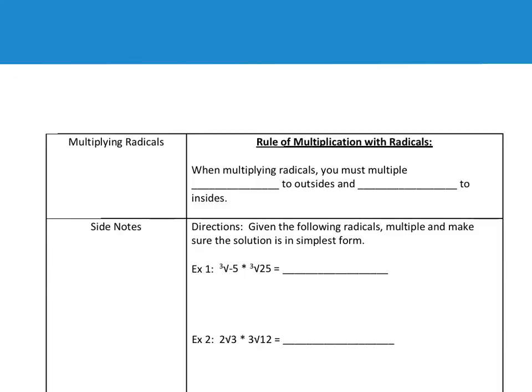Okay, now to the fun part: multiplying radicals. These work a whole lot different than adding and subtracting, okay? There are some similarities here. When multiplying radicals, you must multiply the coefficients on the outside and the radicands on the inside. You're not multiplying the coefficients with the radicands, okay? They're still not going to be like terms. You can't just combine everything into one. And we'll do some examples here.